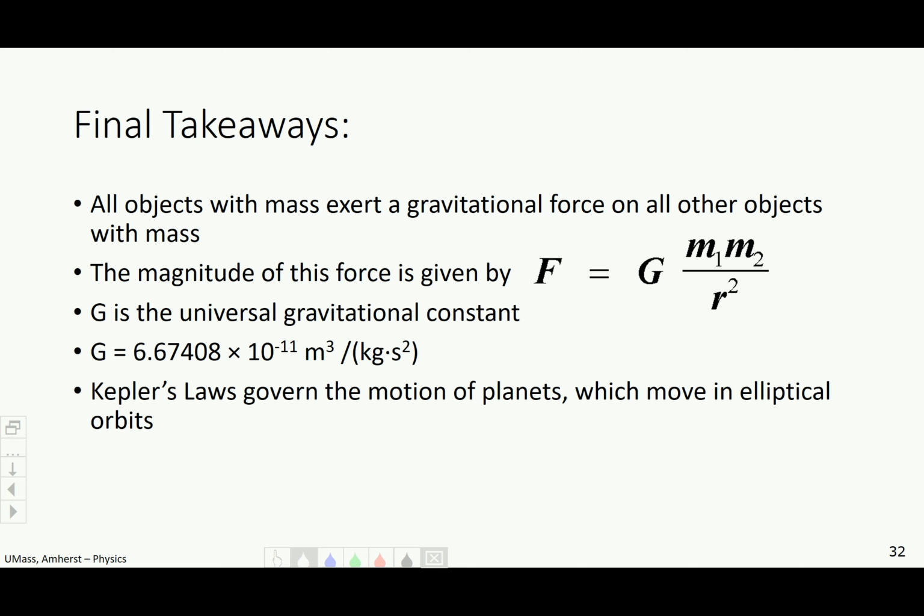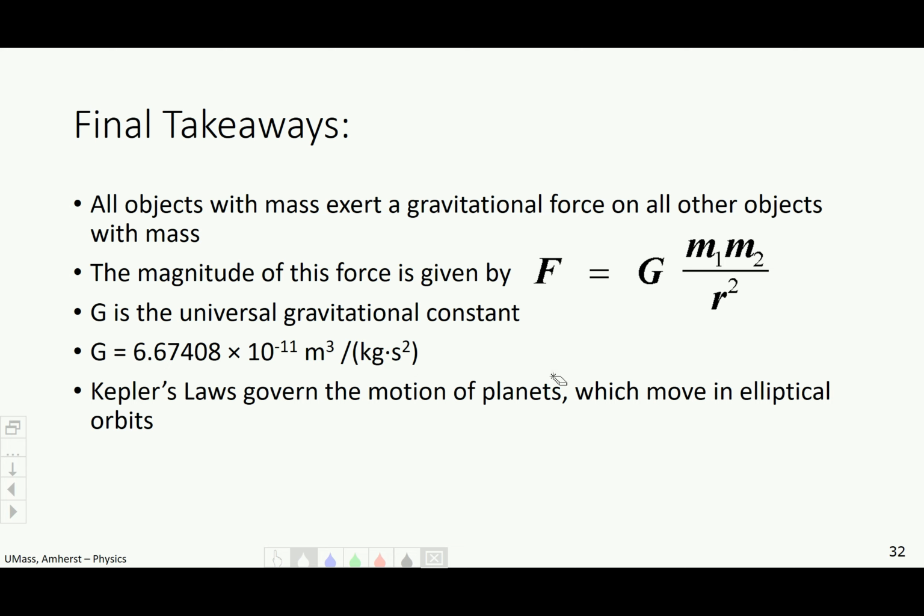The magnitude of that gravitational force is given by this formula. The force is big G times the mass of the two objects over r squared. G is the universal gravitational constant. It is a constant of nature. It is determined through experiment, and it has a value of approximately 6.67 times 10 to the negative 11th meter cubed per kilogram second squared.